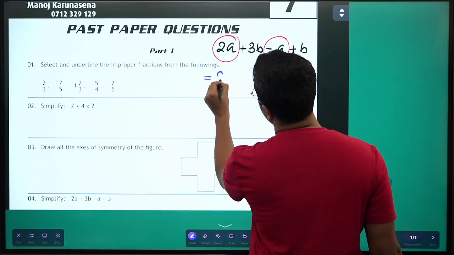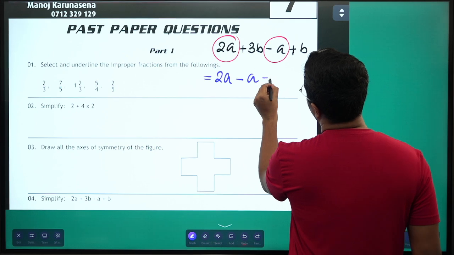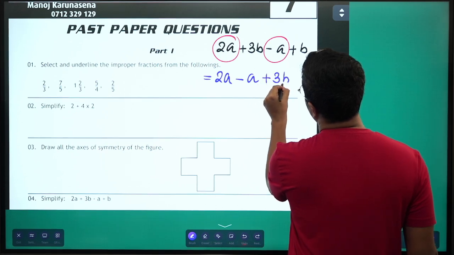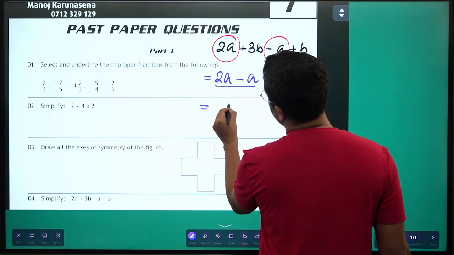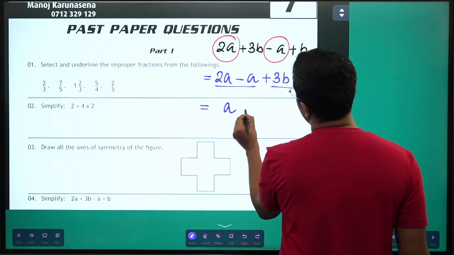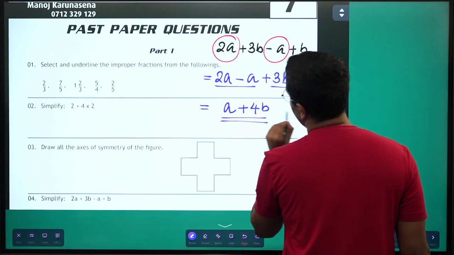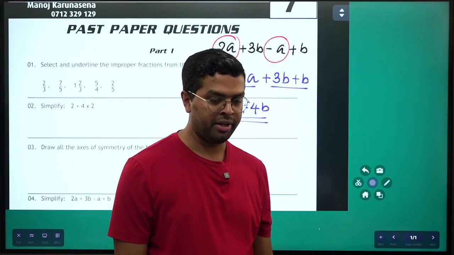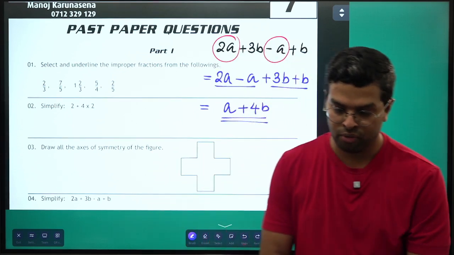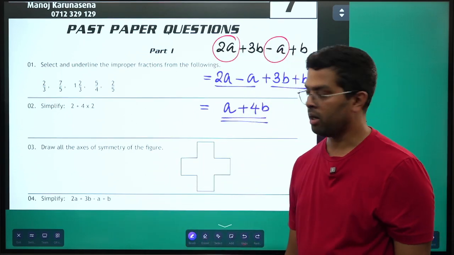Like terms. 2a minus a. Then plus 3b plus b. 2a minus a is a. 3b plus b is 4b. So the final answer is a plus 4b. Okay, a plus 4b. Right.